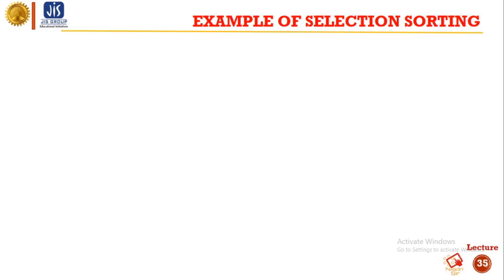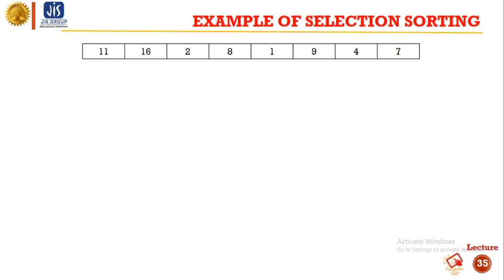So now we'll see an example of selection sorting. This is the list of elements. We have to sort this list of elements using quicksort. The last element we have taken here as a pivot element, and the first element is called the index element.